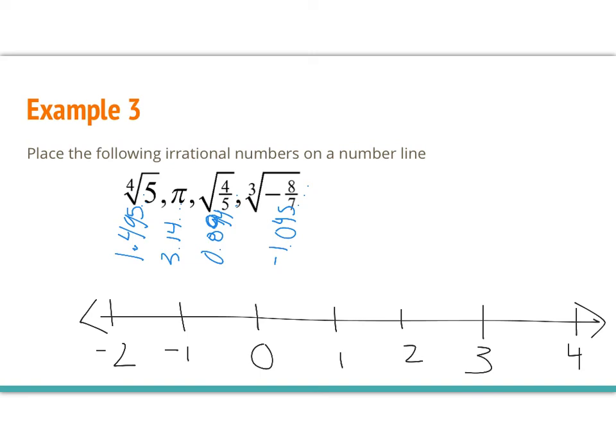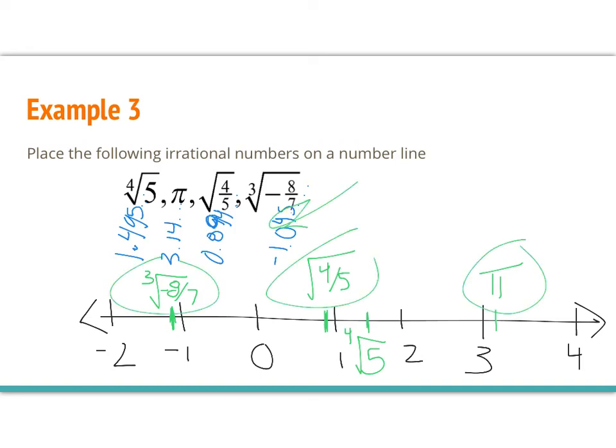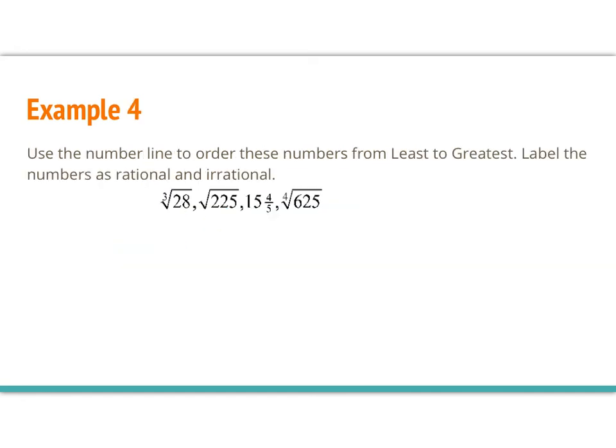Placing our numbers on here, really close to negative 1 would be the cubed root of negative 8 over 7. At approximately 1 would be the square root of 4 over 5. About 1.5, I've got the fourth root of 5, and just beyond 3, I've got pi. So we're just putting them on a number line, and we're writing what was given in the question, not our approximate values from our calculator. Pause this video here and put these on a number line.